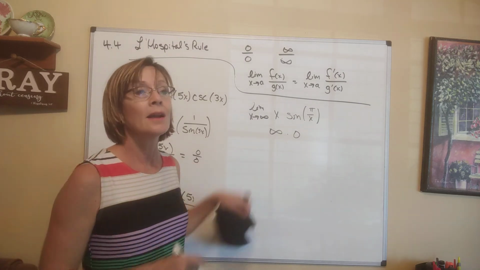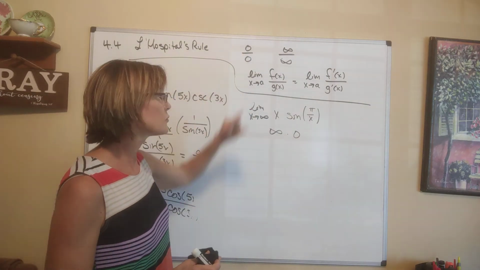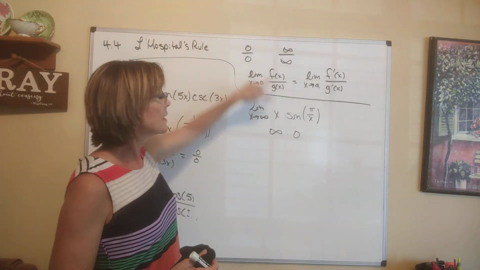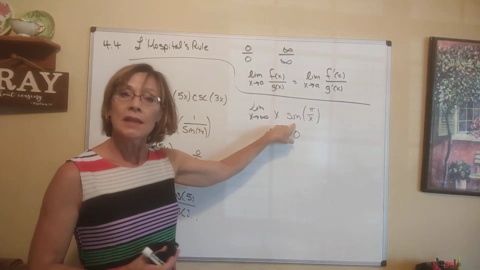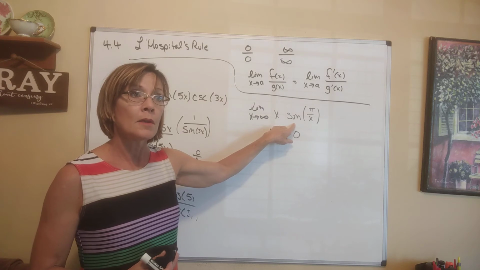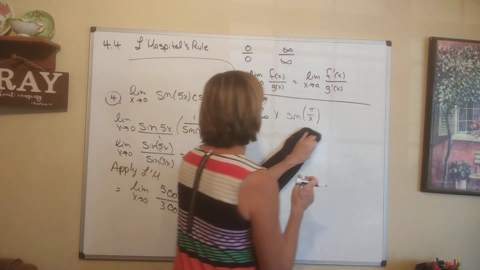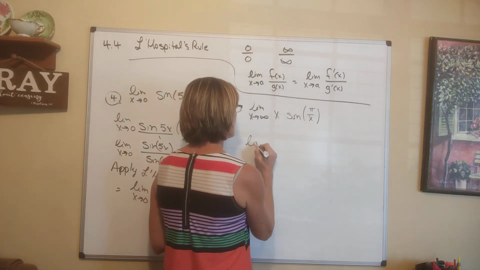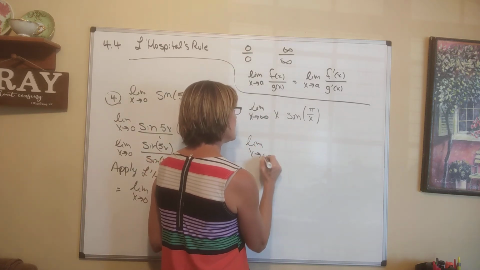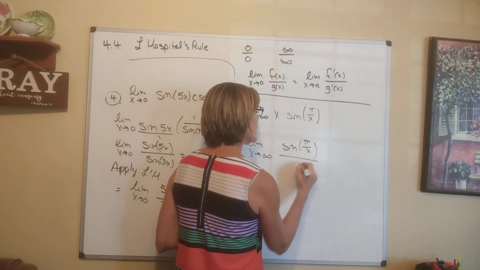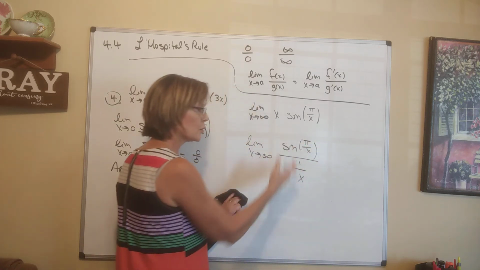It's a product. I would love to get to use L'Hopital's rule, but I can't right now because this is not a quotient. Can I rewrite this into a quotient? And I can, and you can too. And this is what I'm going to do. I'm going to rewrite this into the limit as x approaches infinity of the sine of pi over x over 1 over x, which is equivalent.